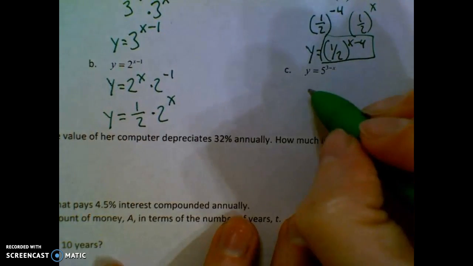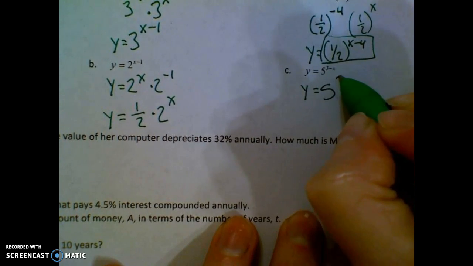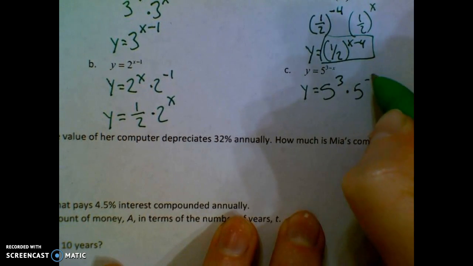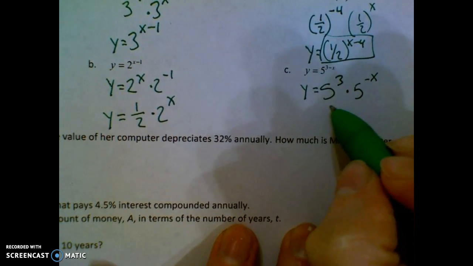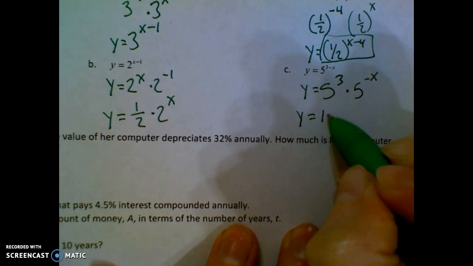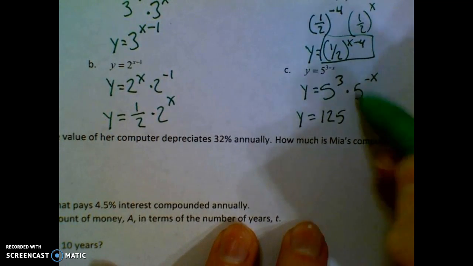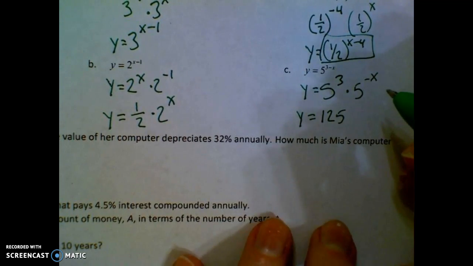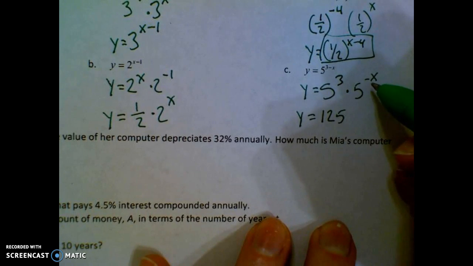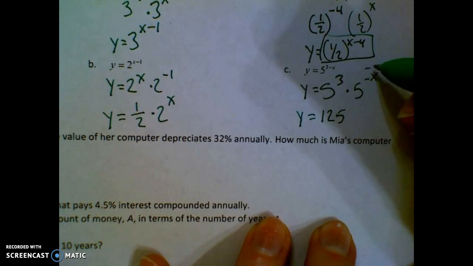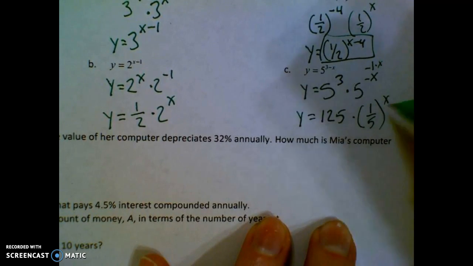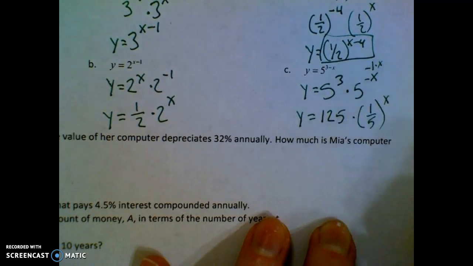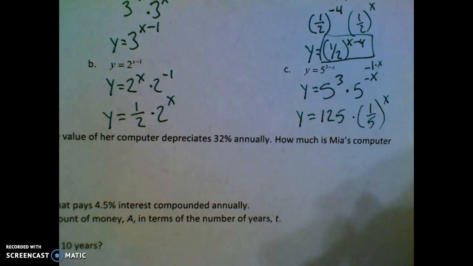And then number 5 is going to be y equals 5 cubed times 5 to the negative x. 5 cubed is 125. And this is a little bit weird. We haven't had one like this before. 5 to the negative x. Well, the negative power is basically like negative 1 times x. 5 to the negative 1 is going to flip that over, make it 1/5, and then still just to the x power. So that one's a little bit weird, but that would be your answer.